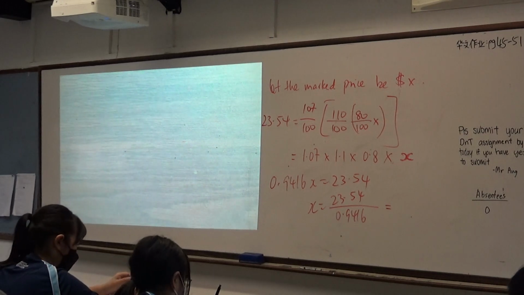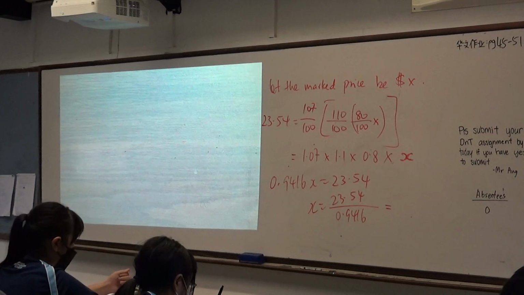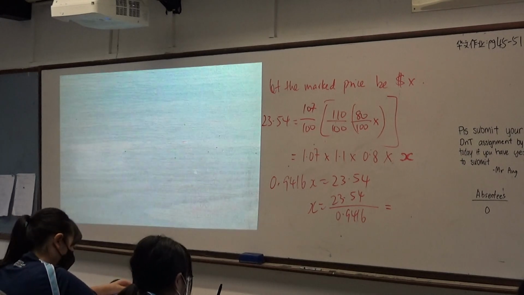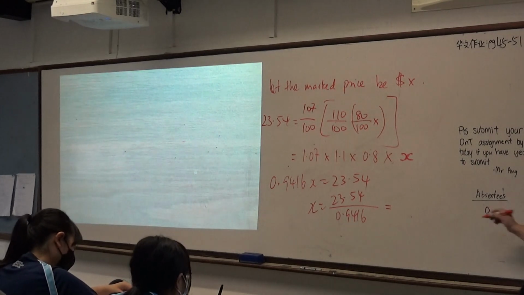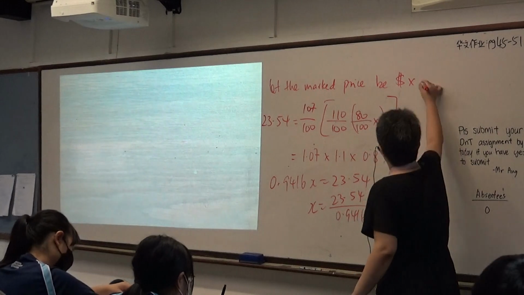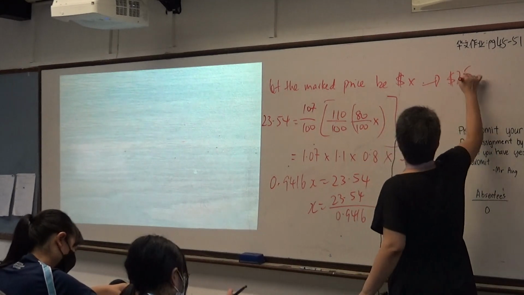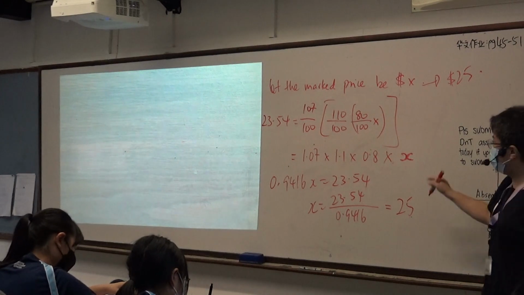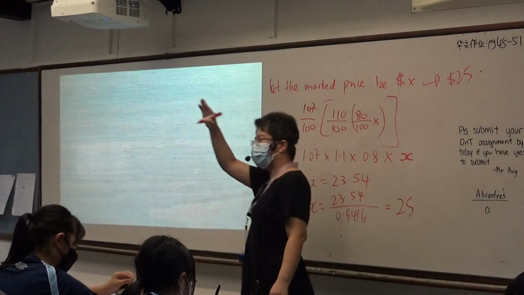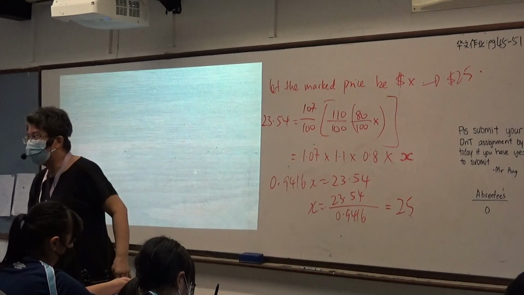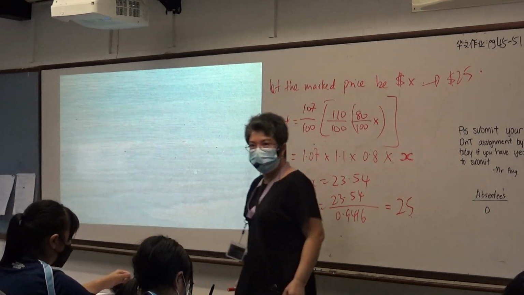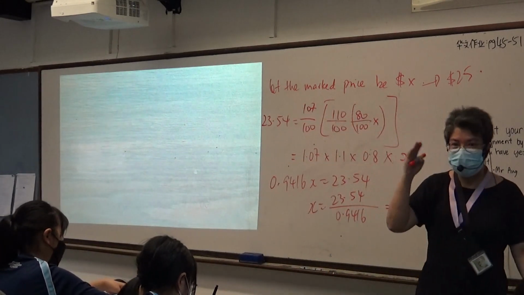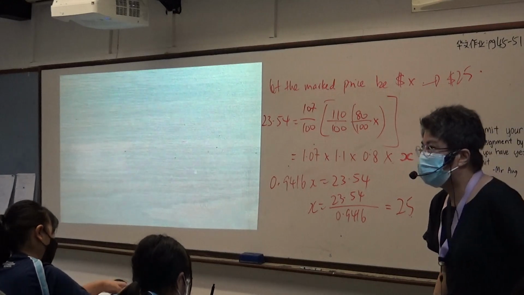Do you get $25? Now, if X is 25, so what's the meaning here? What's the mark price? $25. Understand? Now, do you agree that this is much faster than going all individually? Or it will be very troublesome. So I want you to take note of this method. Do you understand what I'm talking about?